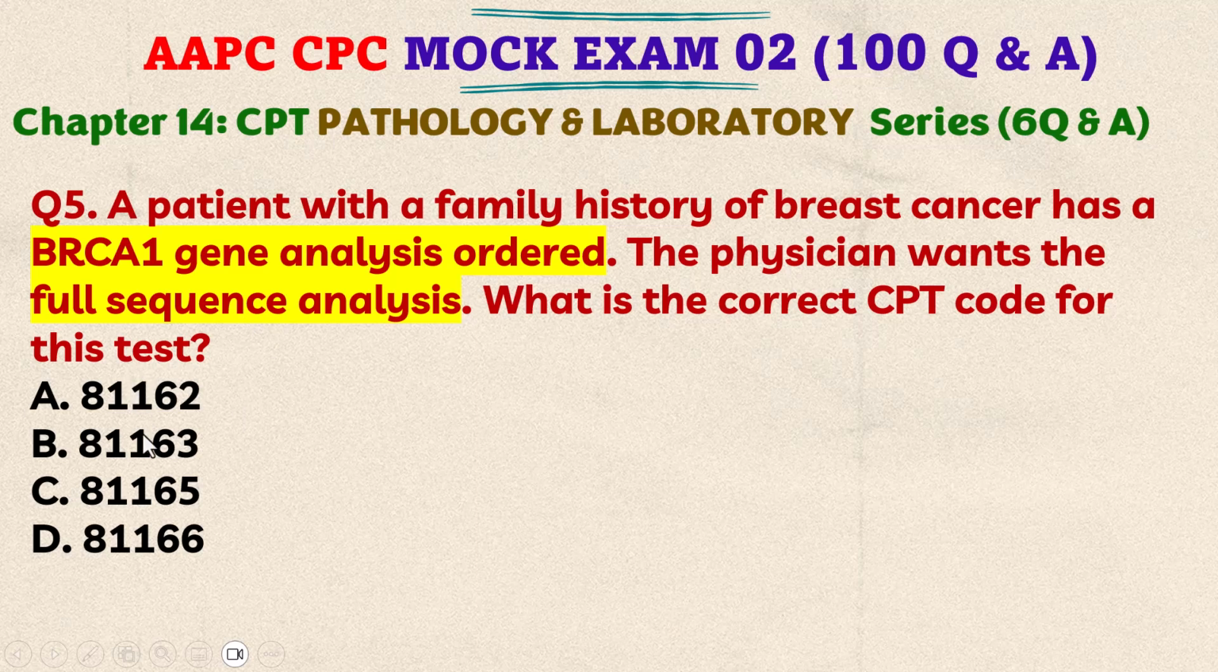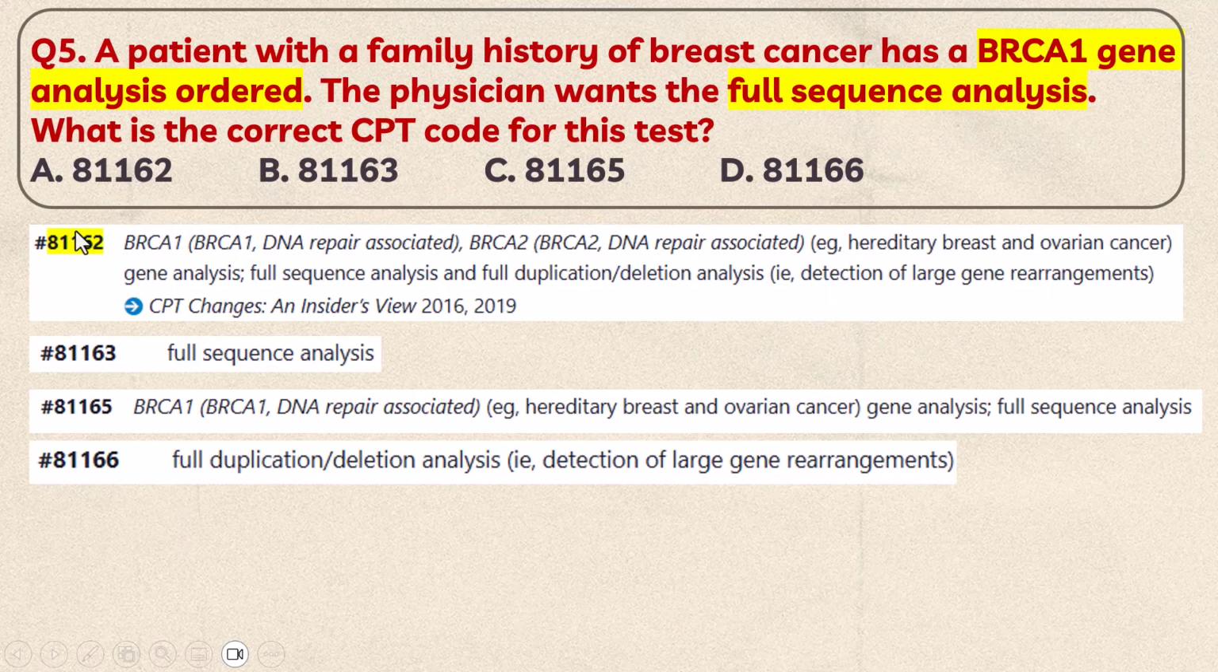Once you look at the answers, all answers are adjacent codes, so you can use the elimination method for the exam purpose. So once you go to the code directly, 81162 is BRCA1 and BRCA2 gene analysis, full sequence analysis, and full duplication and deletion analysis. But in our case, only the BRCA1 gene is analyzed, not 2. So this answer is not possible.